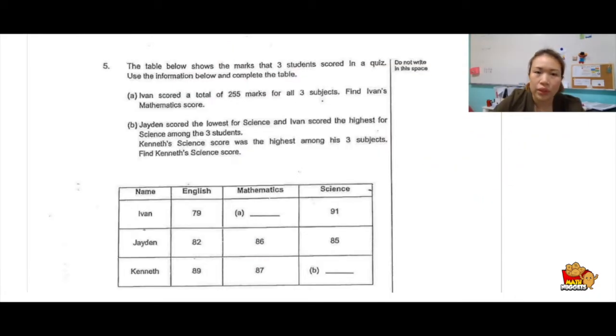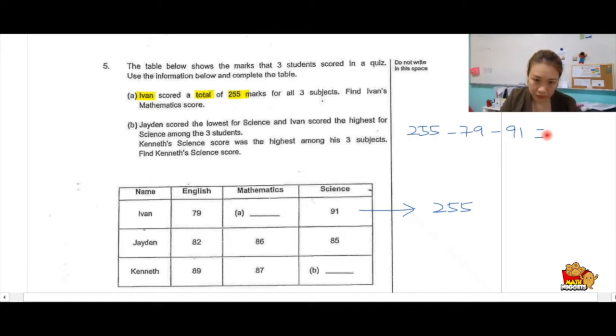Question 5, we know that Ivan scored a total of 255. So all these will add up to 255. So we can easily find out Ivan's math score. That will be 255 minus 79 minus 91. We know for math, he scored 85.